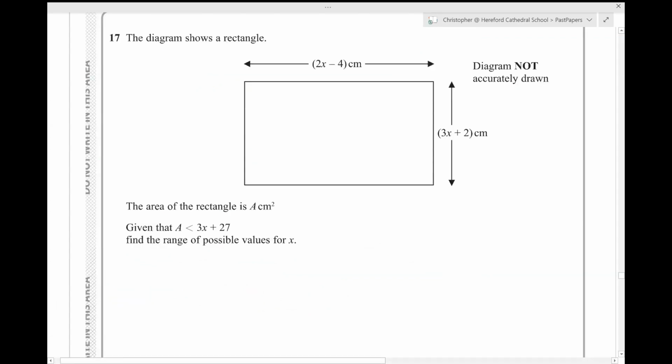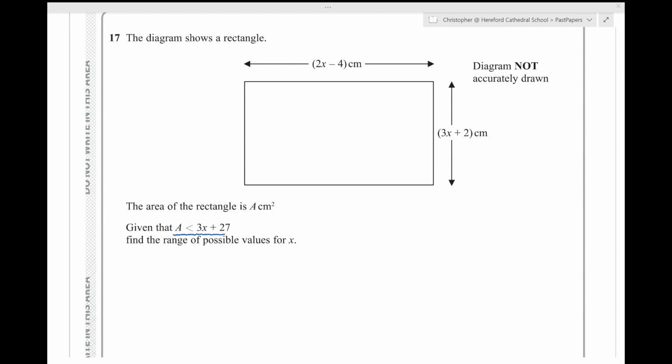Question 17. Okay, I've got a rectangle, and it tells me that the area of the rectangle is A square centimetres. Given that A is less than 3x plus 27, find the range of possible values for x. Now be careful. At the end, I'm going to need to come back to the context of the question to find the range of possible values for x. Because, for instance, we wouldn't want to suggest that the length of one of these sides was negative, for example. So let's remember to come back to the context.